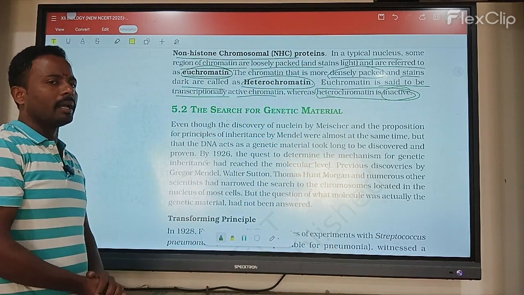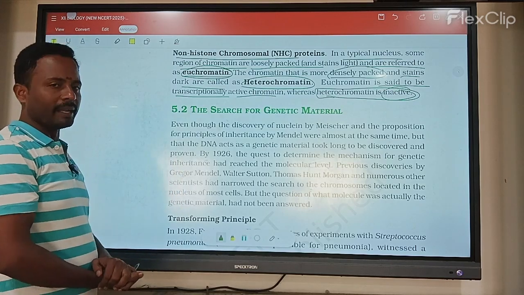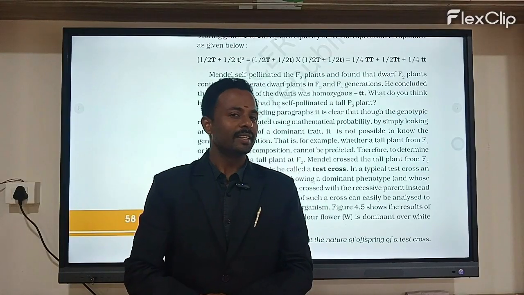Okay, this is the packing of genetic material, that is DNA. Remaining to discuss in the next class.